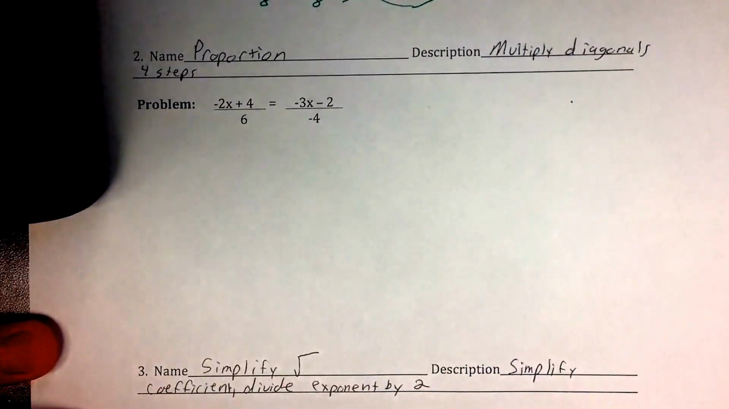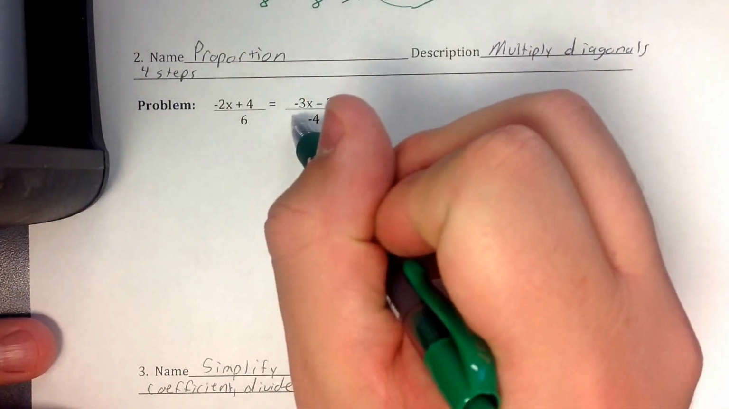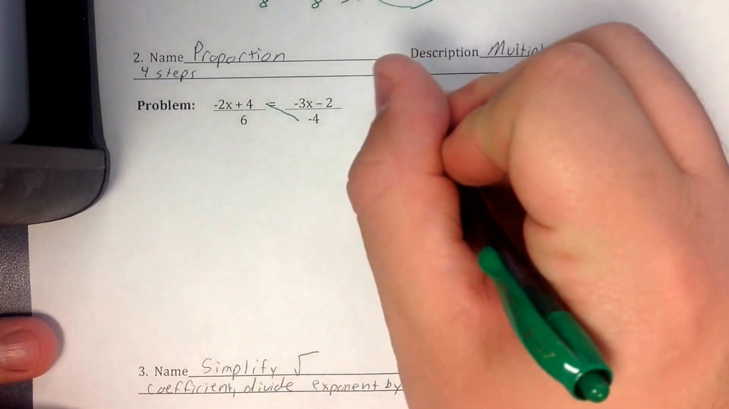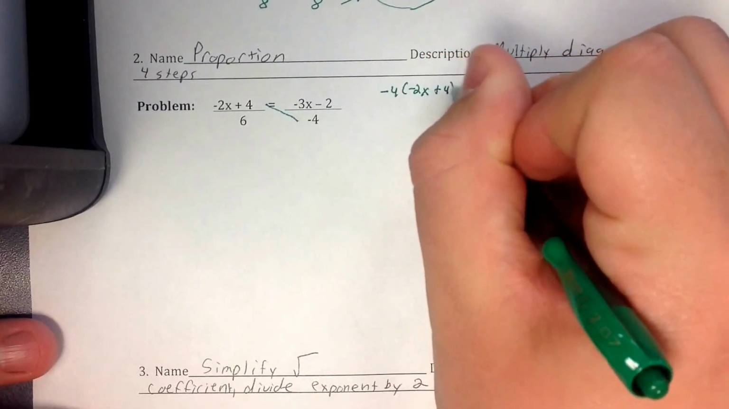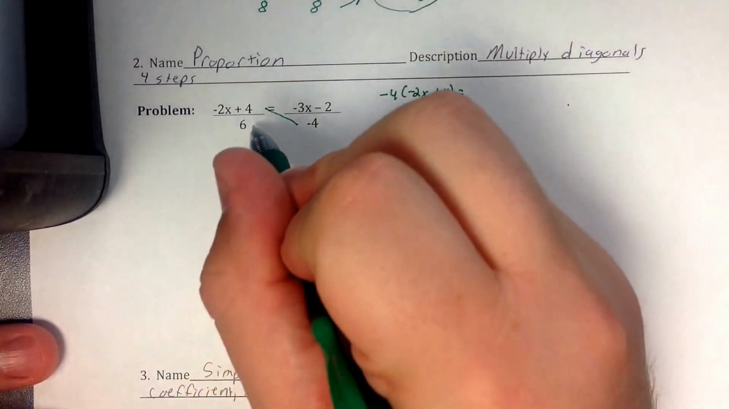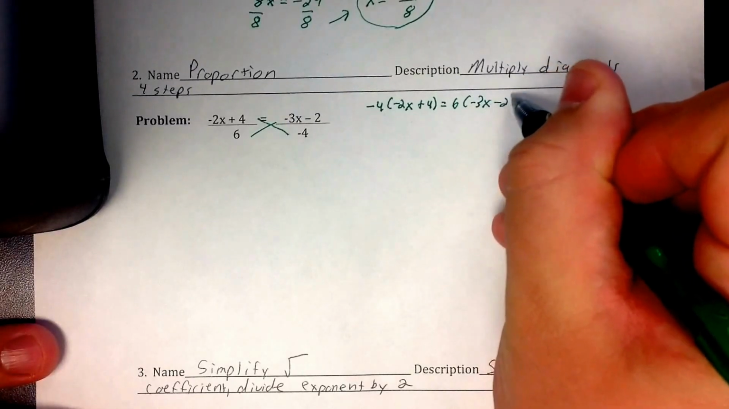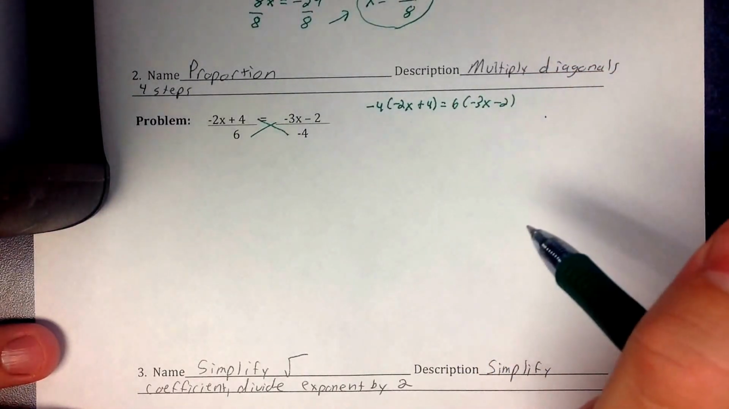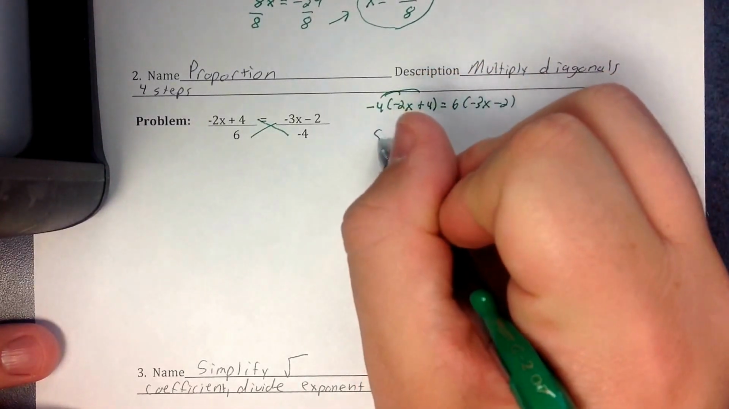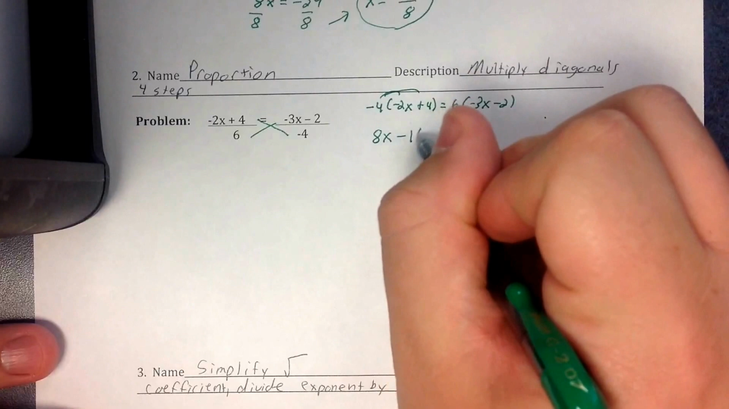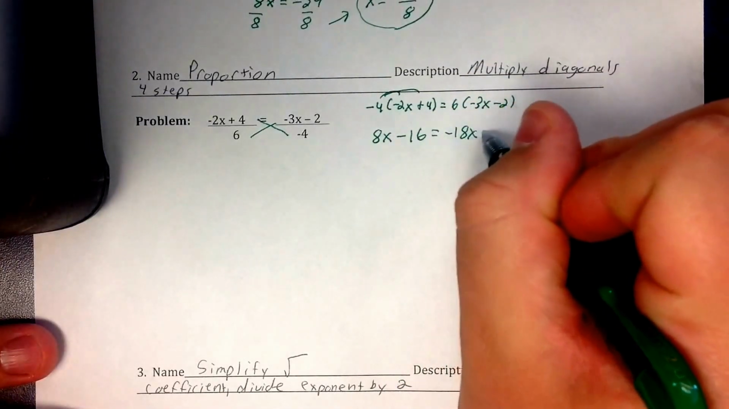Number 2 is a proportion, so I'm going to multiply diagonals and then do the 4 steps. So I'm going to take negative 4 times negative 2x plus 4 equals 6 times negative 3x minus 2. So that's the multiply diagonals. Now I got to do my 4 steps, so I'm going to distribute, which will give me 8x minus 16 equals negative 18x minus 12.